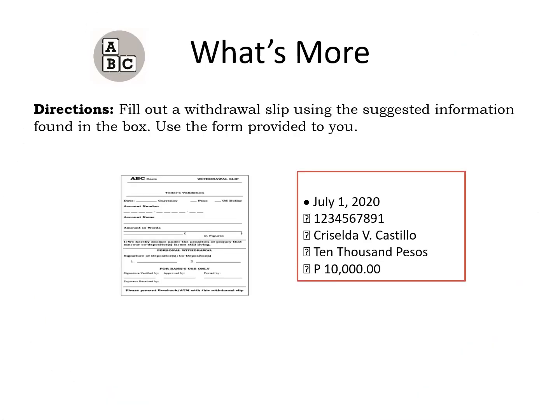What's more? Okay, you are now going to fill out a withdrawal slip using the suggested information found in the box. Use the form provided to you.